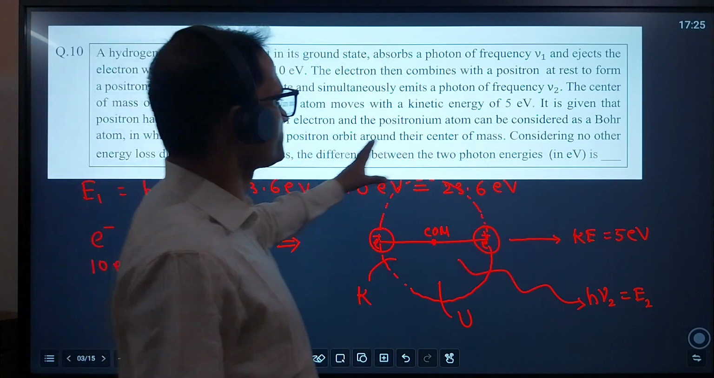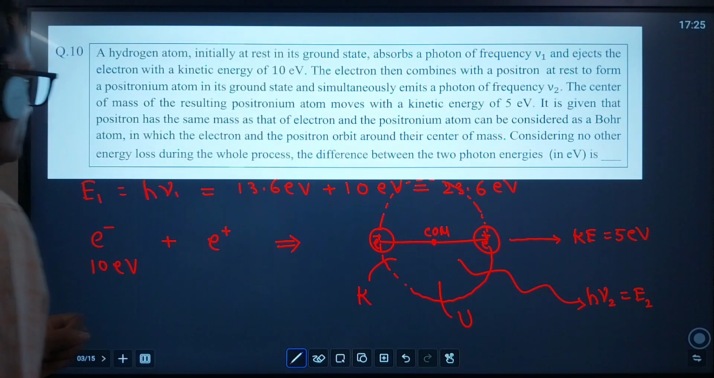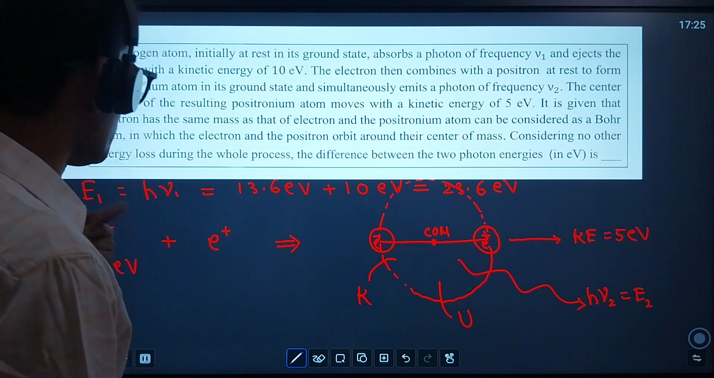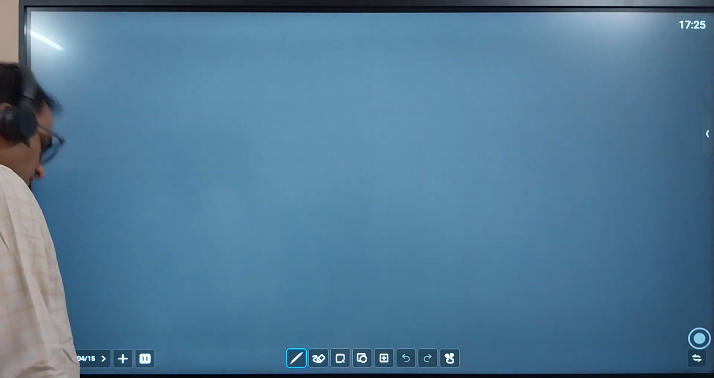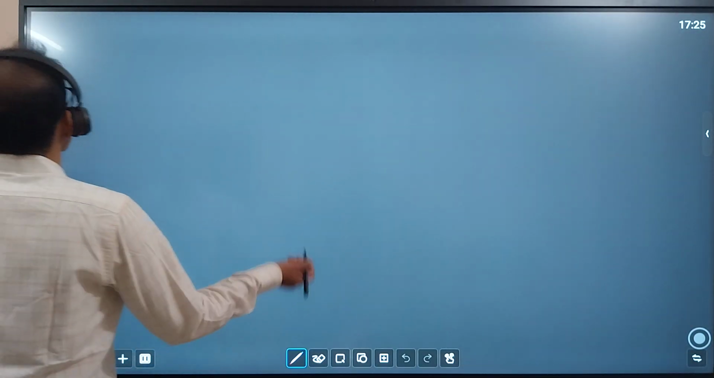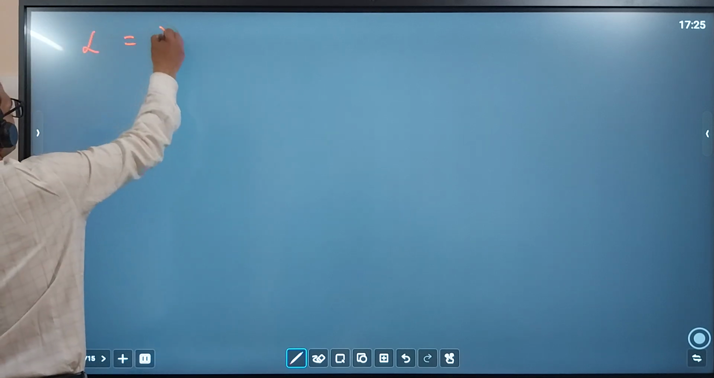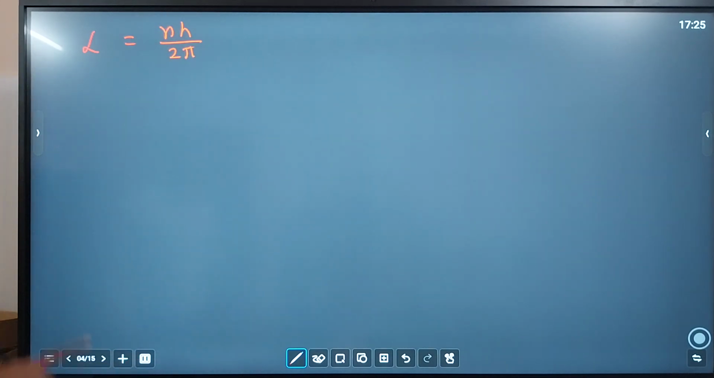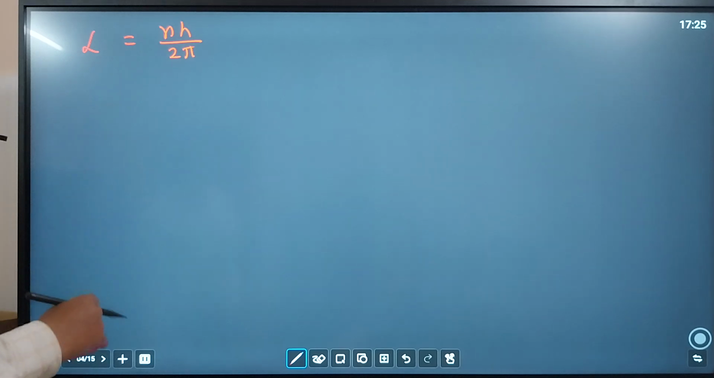What we have to find is the difference between two photon energies. So this was a slightly complex question, and they are saying Bohr's model of atom is valid. So let us go to the next page. Bohr's model of atom is valid, so angular momentum will be nh by 2 pi, right? One more thing, they are talking about the ground state, so n will be 1. But anyway, angular momentum is nh by 2 pi.